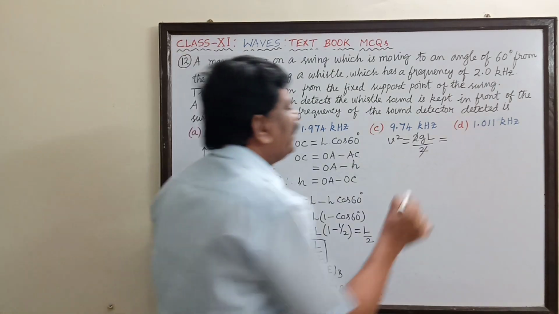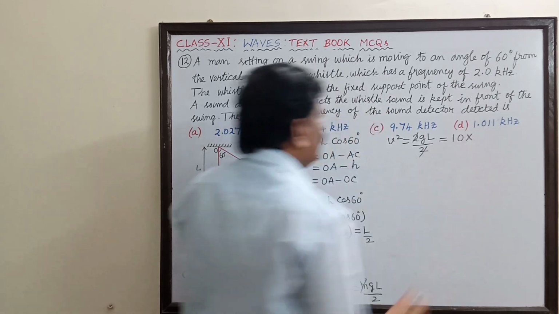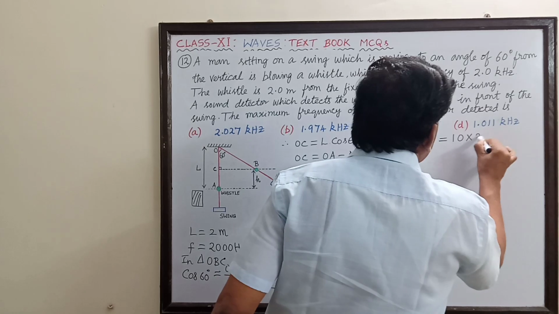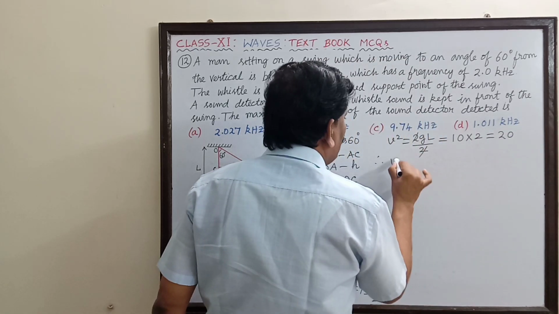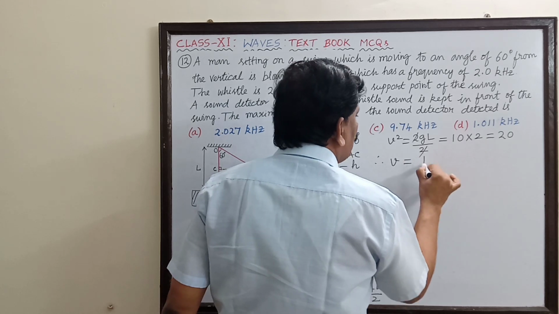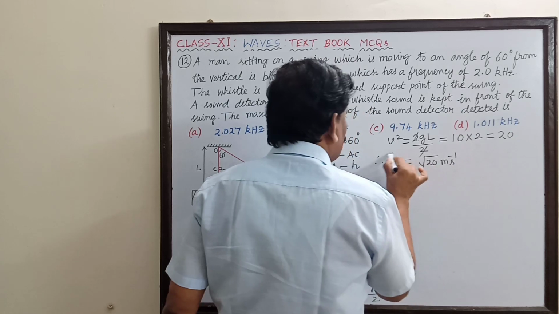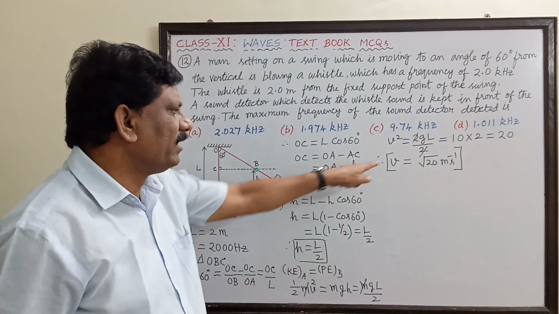I can roughly take the value of g as 10 meters per second squared, into the value of L, which is also given, so into 2. So v squared is equal to 20. Therefore v is equal to the square root of 20 meters per second. This is one of the very important pieces of information. So here v represents what?